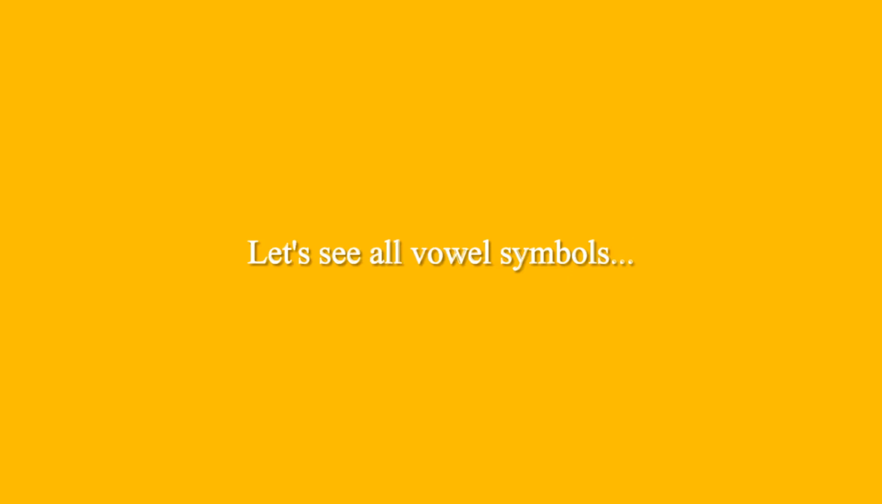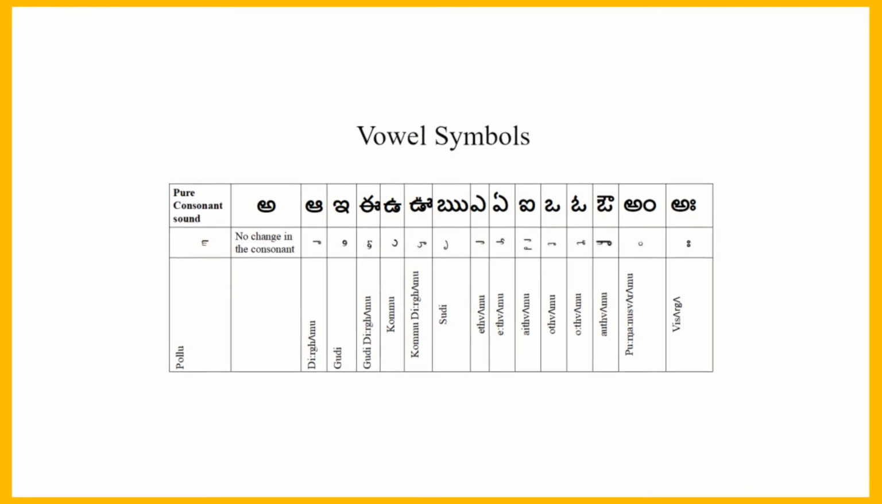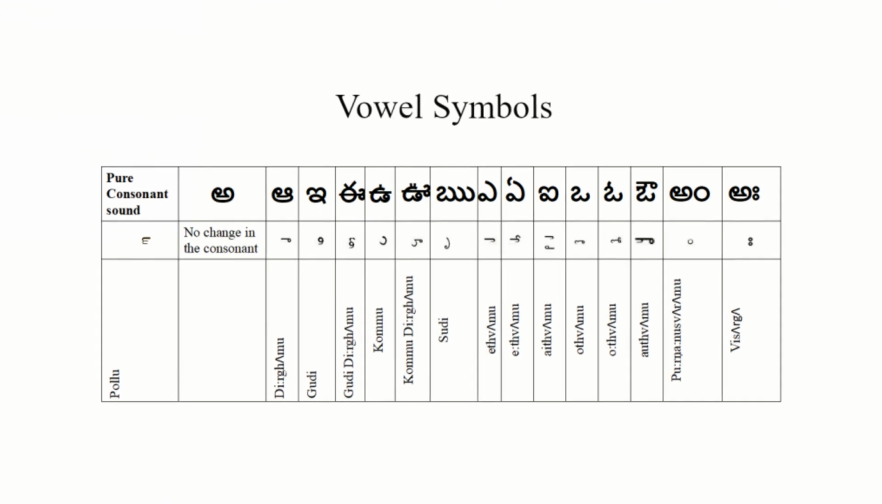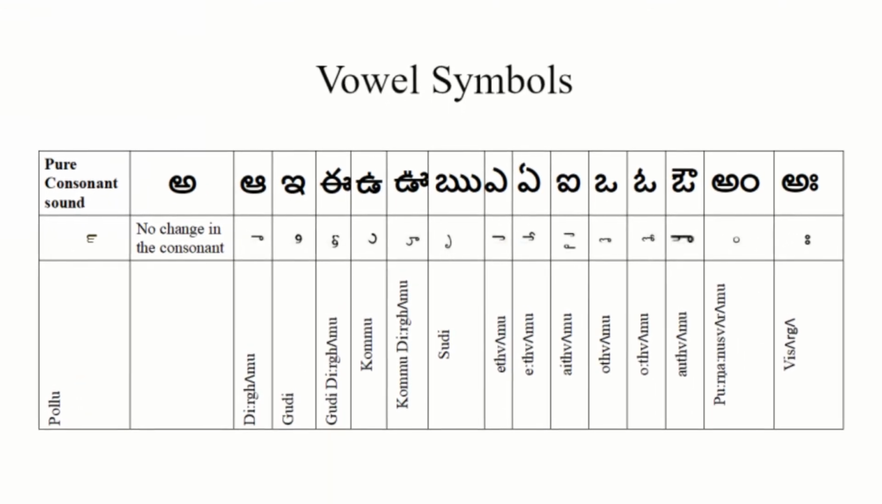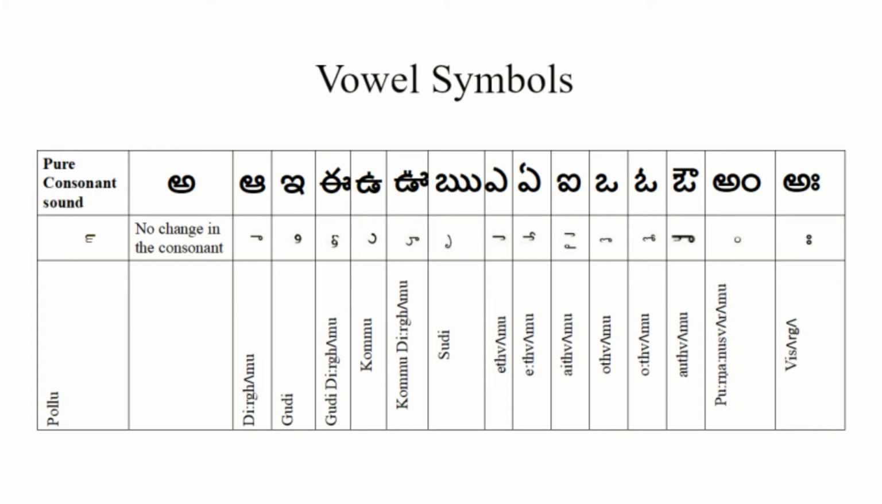Let's see all the vowel symbols, or the Vattulu. For each symbol there is a name given. First is Pullu, and then the A sound, as I mentioned, doesn't have any symbol. And for Aa, it is called Dirghamu. And for I, it's called Gudi. For Ee, you see the symbol, Gudi Dirghamu. And for U, it's called Komu. For Oo, Komu Dirghamu.